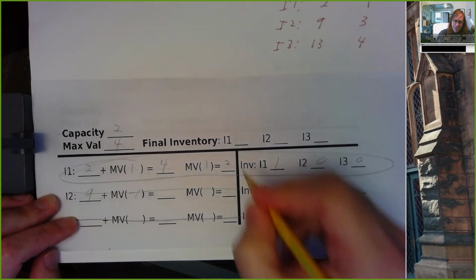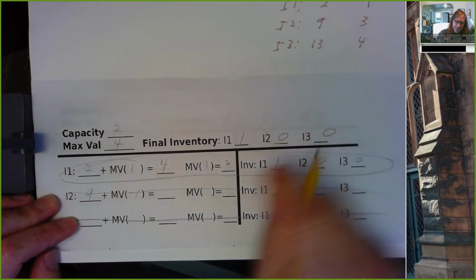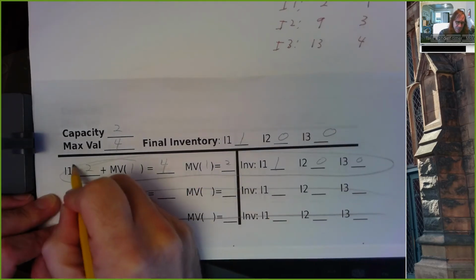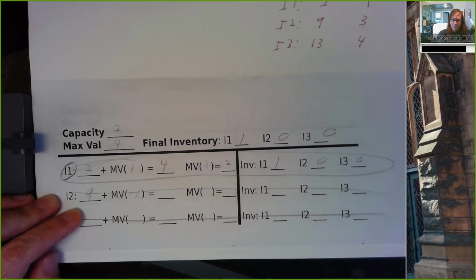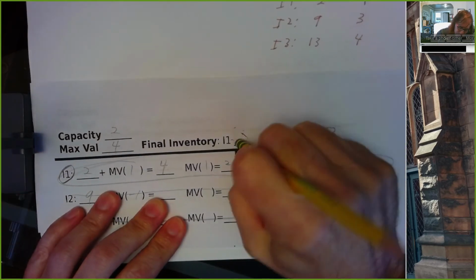And the inventory that gets us that is the inventory that got us our maxval of 1, but we're going to increment the count of item 1. So this will go from a 1 to a 2.